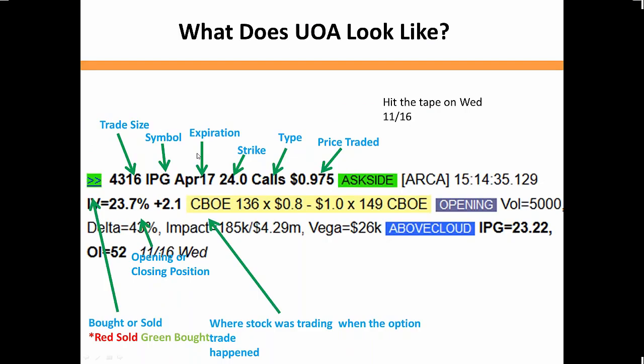Trade size 4,316, IPG April 24 calls, 97 cents. So I bought 20 at 95 cents. So the first thing I look at, volume. Is it greater than open interest? Yes. Next thing I look at the chart.